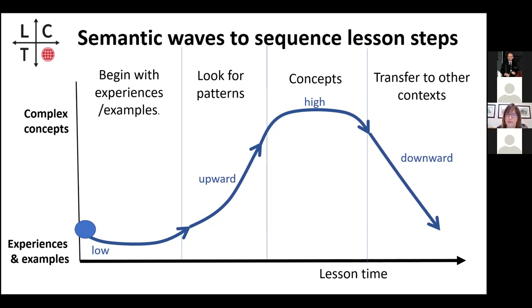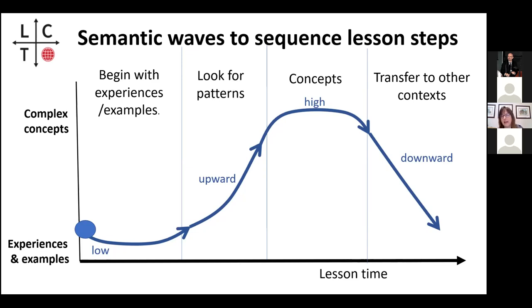But then what? And what semantic waves did was give us this way of thinking about, if you begin with experience or examples, carefully chosen examples, then what? Then you look for patterns and you start with the upward shift. Then you need to impose some kind of conceptual order where you're at the high part of the semantic wave, and then take those concepts into other contexts where you're going downwards again. And so the semantic wave starts low, goes high, and goes down again.